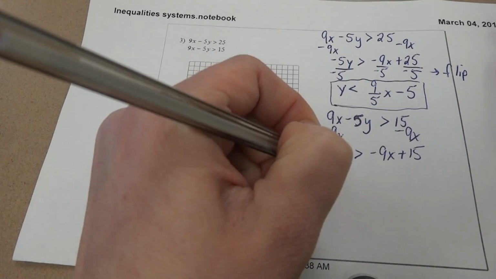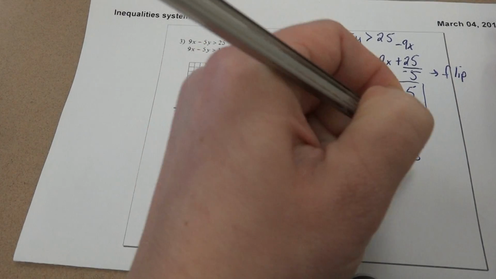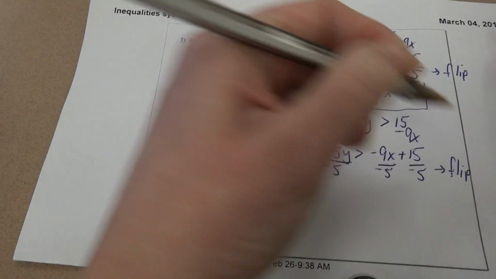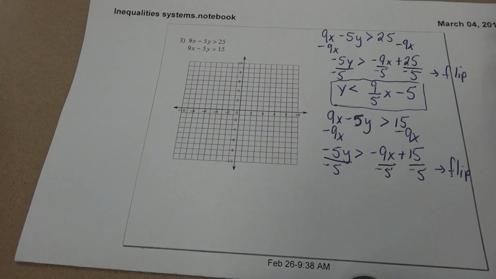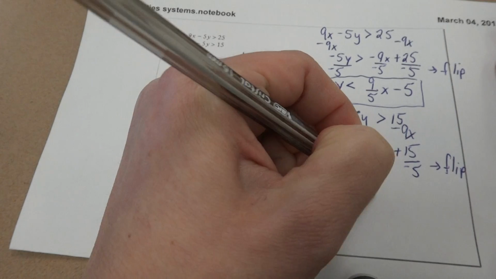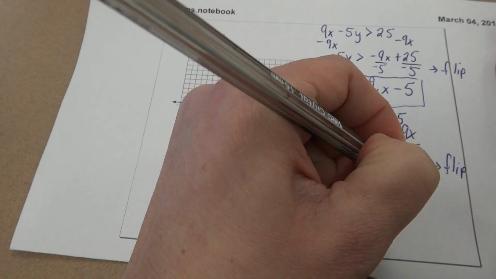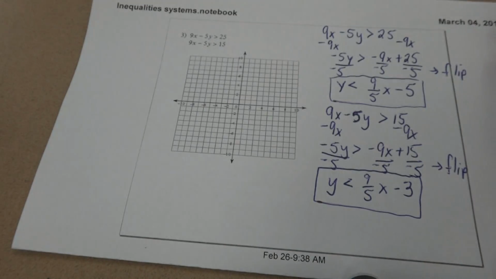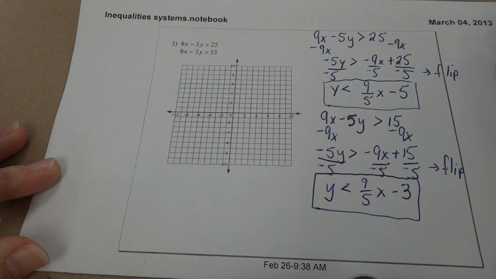Now I'm going to divide by the negative 5 on each side. Because I divide by that negative, I have to flip the inequality. So I'm left with y is less than 9/5 x minus 3. So here's my second inequality. Now I'm ready to graph.